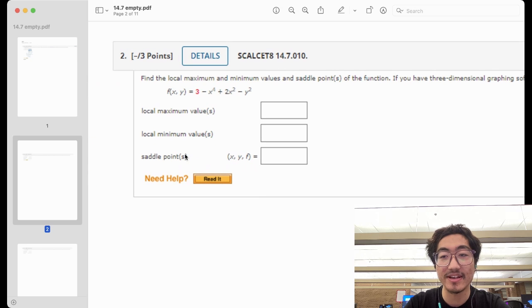Find the local maximum and minimum values and saddle points. We have f(x, y) equal to this function: 3 minus x to the 4 plus 2x squared minus y squared.